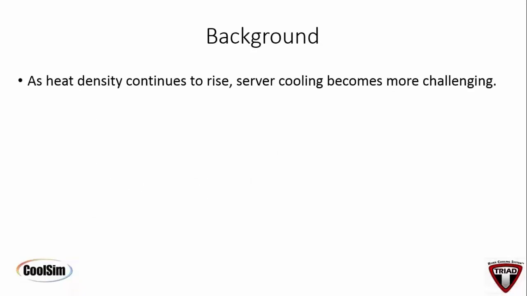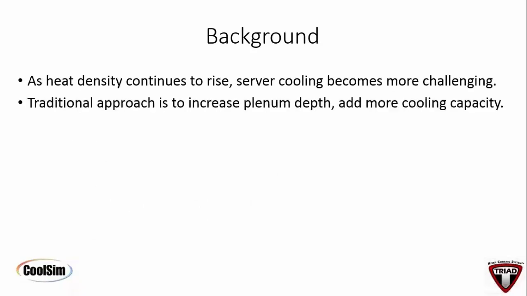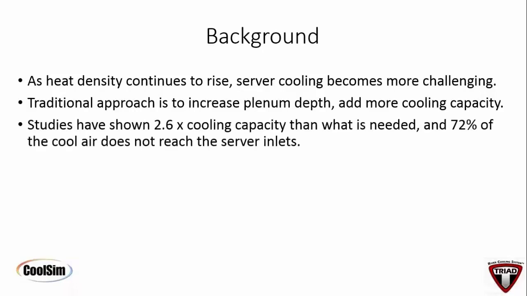A little bit of background. We're having trouble with density, all of us know, and that tends to be very localized. The density is high, usually in a 1U or 2U space, sometimes in the rack itself. And traditionally the solution to that has been just go with deeper plenums and more cooling capacity.